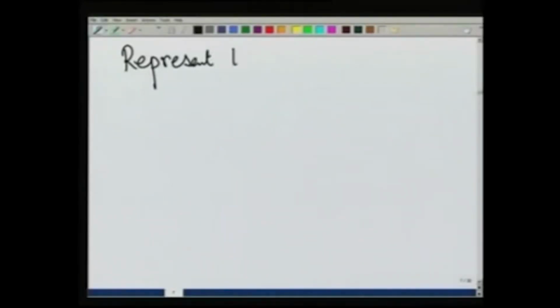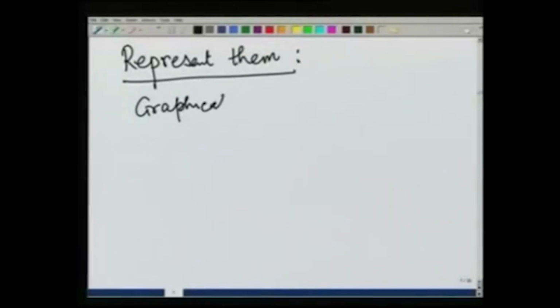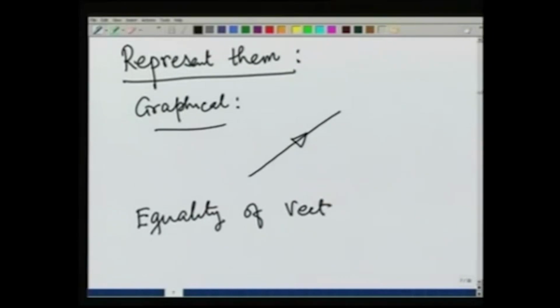Having defined vectors, how do we represent them? Let us ask that question. There are two ways, one is graphical and one is algebraic. We will first do the graphical method and see that it gets a little complicated when we go into many vectors and do many operations. Then we will do an algebraic way of writing vectors. So, the graphical method of representing a vector is that you make an arrow with the arrow showing the direction and the length of the arrow showing the magnitude of the vector. In this manner, if we now have two vectors, how do we decide whether the two vectors are equal or not?